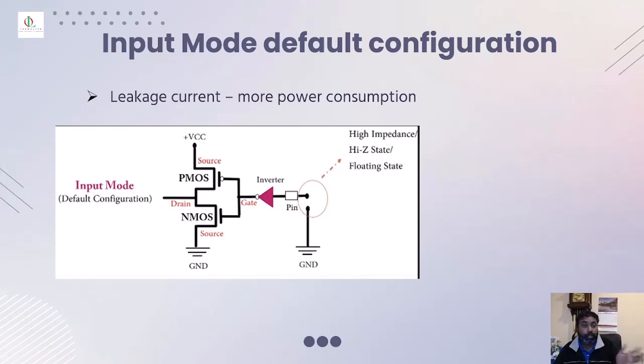By default, all the GPIOs come in input mode. So if you want to change to output, you need to tell the program that it's going to configure for output.